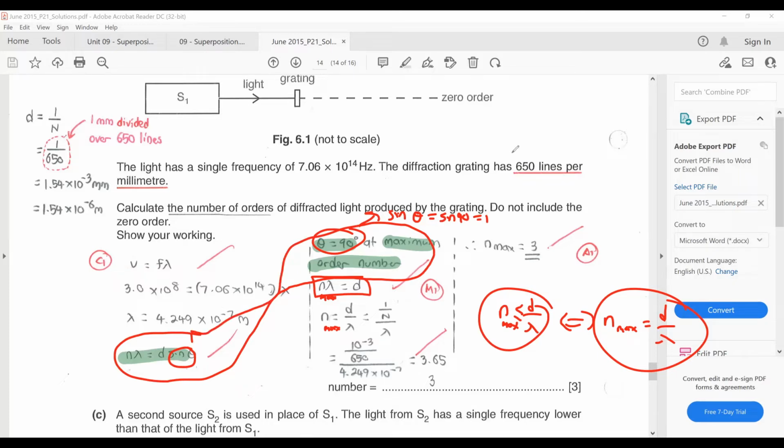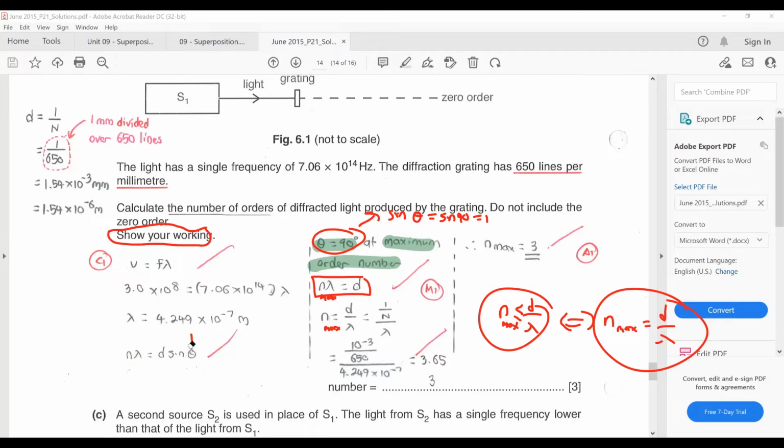if you want to, you can just show it now, because the question says show your working, so might as well just show. So you get n max equals d over lambda. But before you can proceed, you will notice one thing. You actually cannot proceed from here, because your question did not give you the value of d and it did not give you the value of lambda. The question never says any of those values for you. So you actually have to find them out.